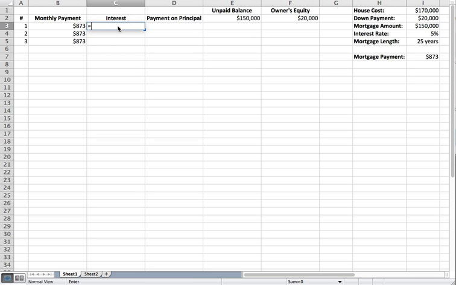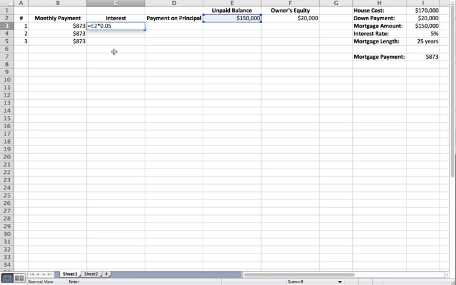So I'm going to just punch that into the computer spreadsheet here. So the unpaid balance is $150,000. I'm using this cell. This is what's going to allow me to automate this process in a second. And that's times the interest rate, which is 5%. So remember, whenever you use a percent in a question, you have to divide it by 100 or move the decimal over to the left twice.